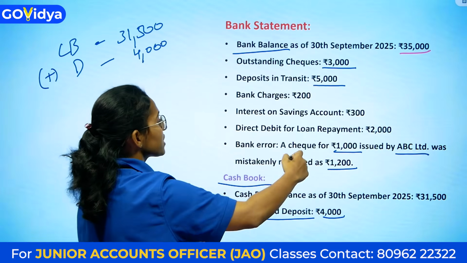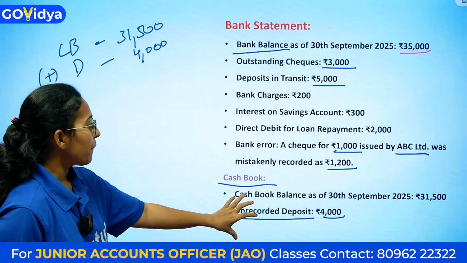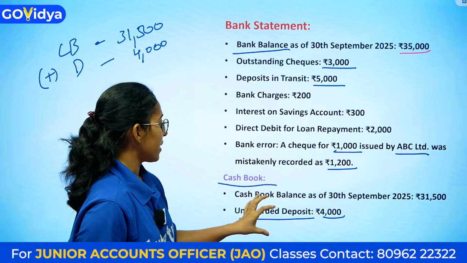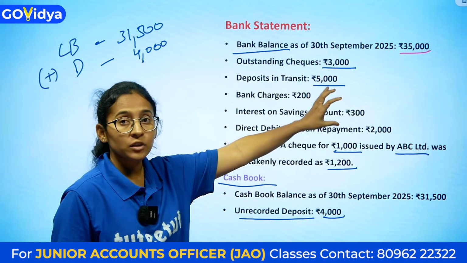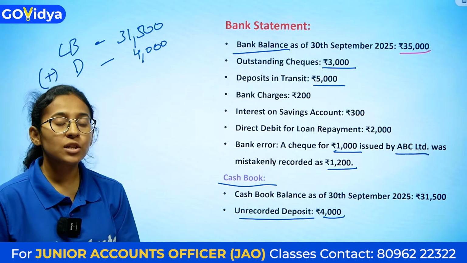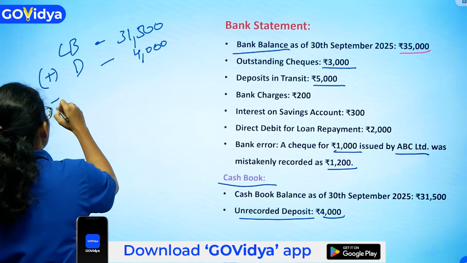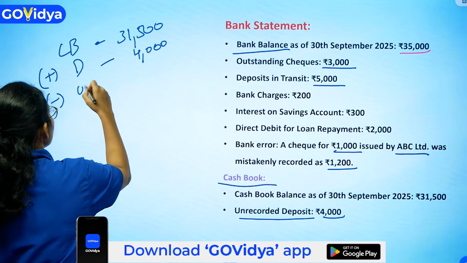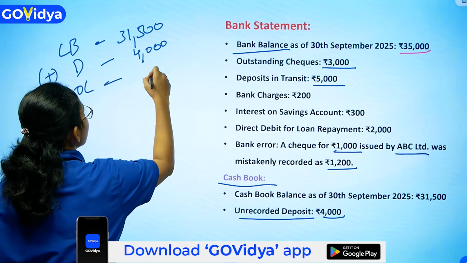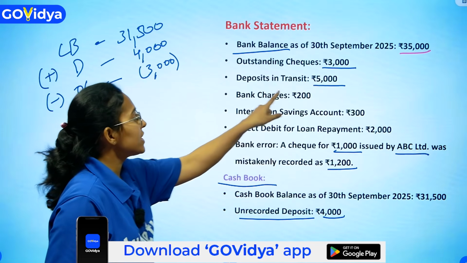Now let us come to the bank statement. Outstanding checks. That means the company, ABC Limited, has an outstanding check of 3,000. The check has to be cleared, and still has to be presented at the bank. That means it's a minus. Outstanding check, how much? 3,000.